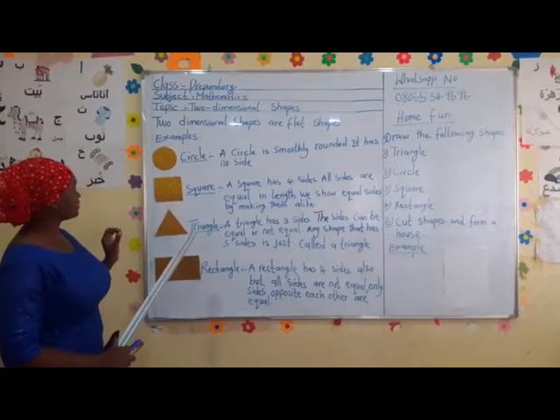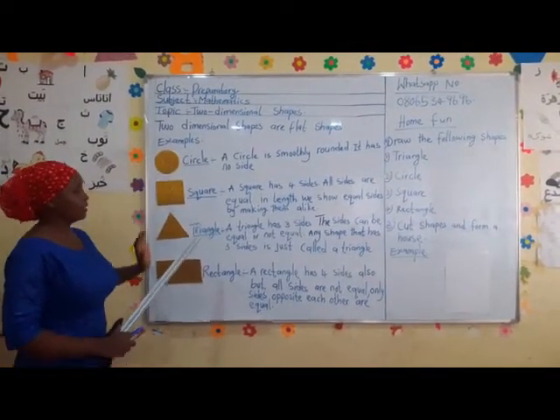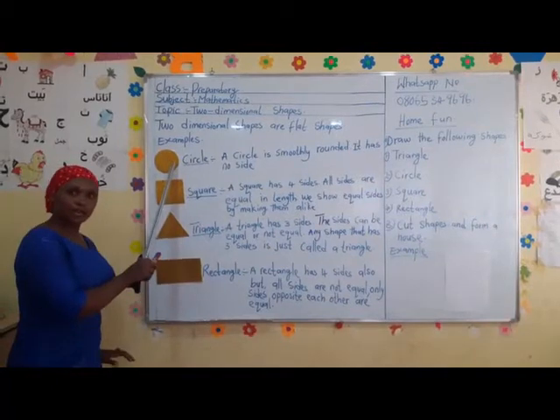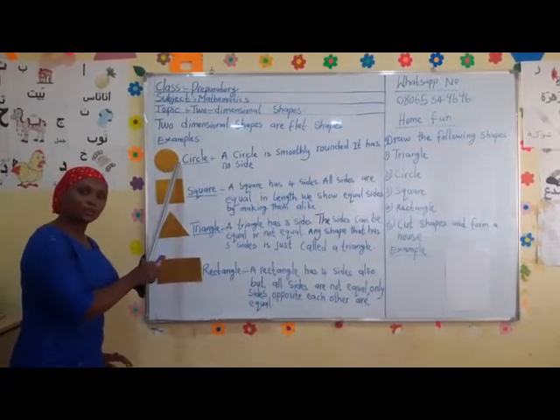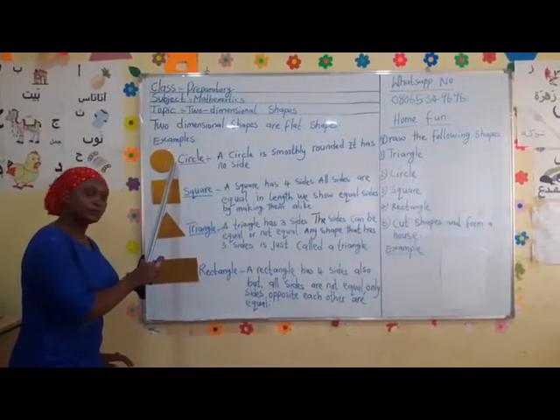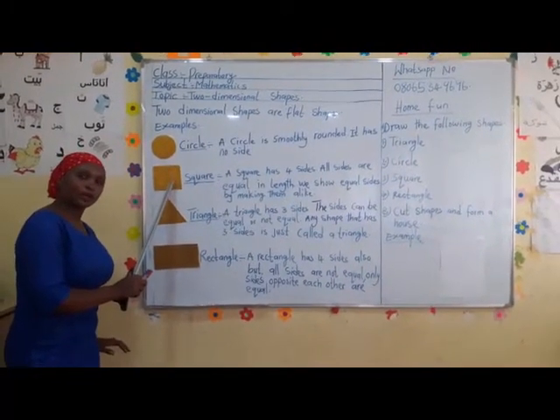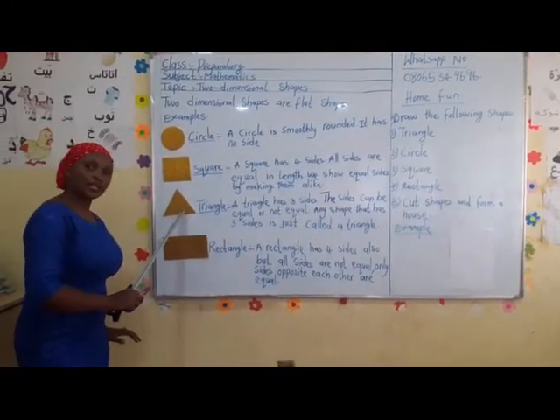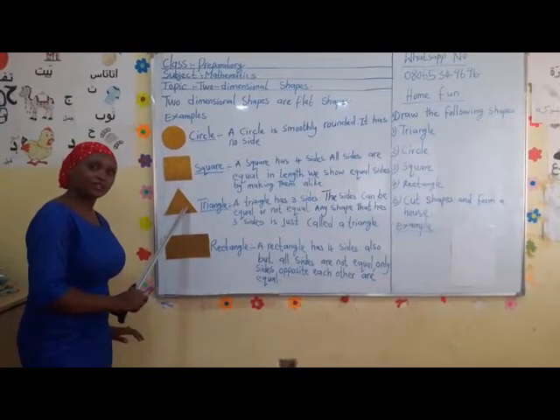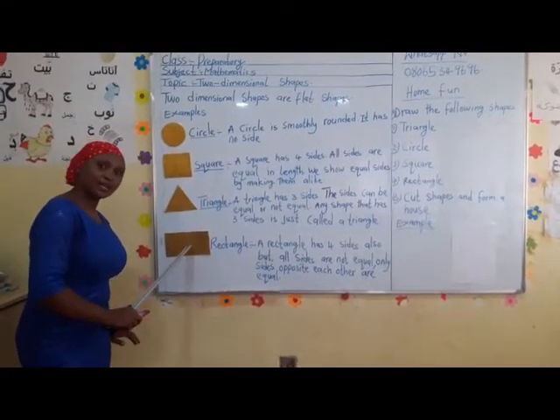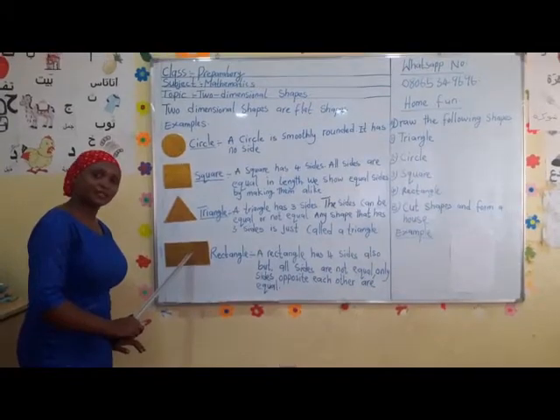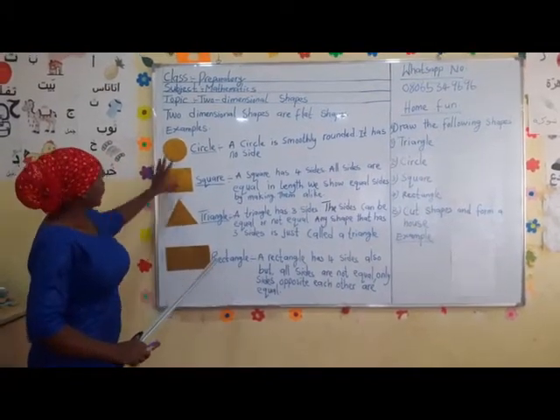Let's go back again and look at them. This is a what? A circle. Repeat after me. Good. The next one is a square. Say square. Square. Good. Triangle. Triangle. Good. Rectangle. Rectangle. Good.